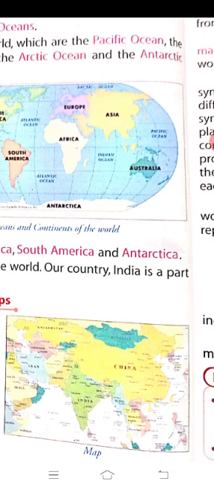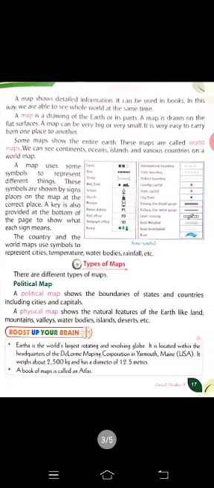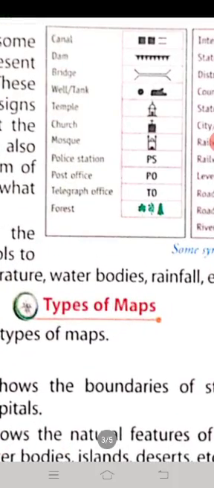And then we discussed the map, and we discussed some symbols also, like the symbol of canal, post office, telegram, police station. And after that we discussed the fourth subtopic, that is type of map. There are 2 types of map, dear students: political map and physical map. A political map shows boundaries of states and countries, including cities and capitals. And a physical map shows natural features of the earth like land, mountains, valleys, water bodies, islands, and deserts also.